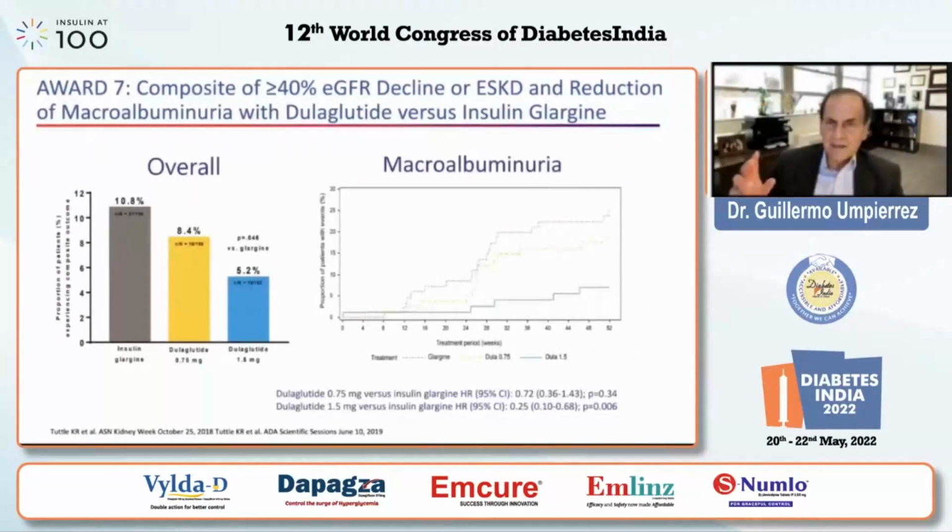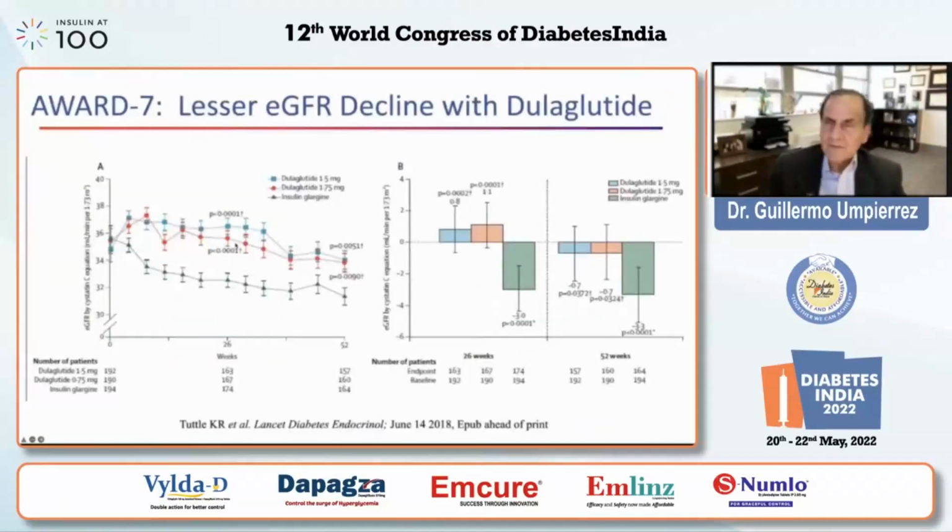We have data with the once-a-week agents. In this case, it's dulaglutide. Here to the right is the progression to macroalbuminuria with low and high doses of dulaglutide, 0.75 to 1.5 mg, compared to glargine, much more effective. So insulin has been used now for 100 years. It's very effective in reducing blood glucose, but unfortunately does not have a good effect on kidney prevention.